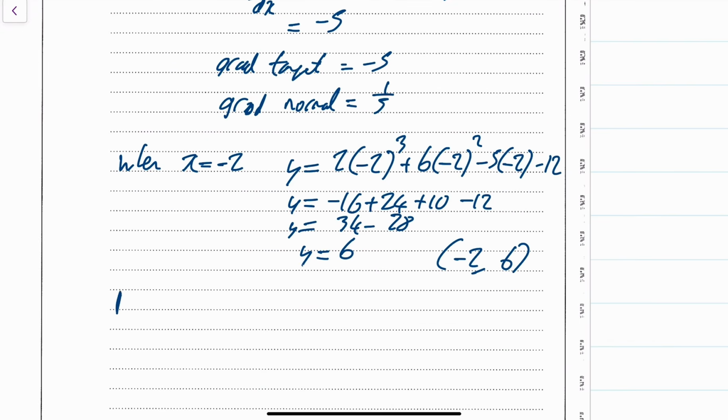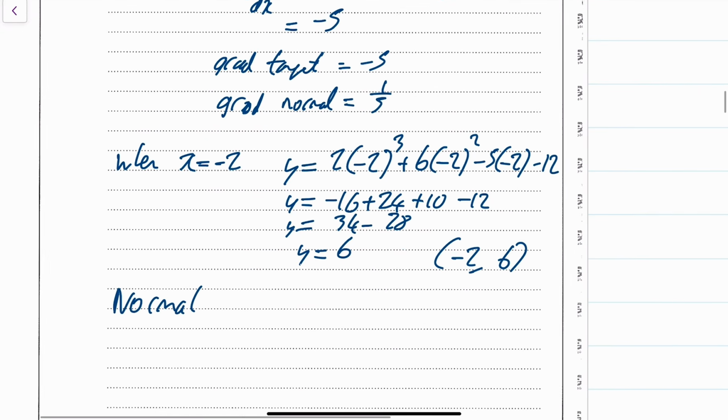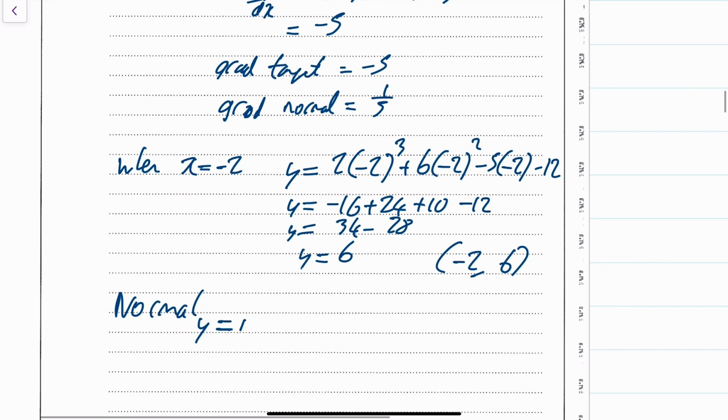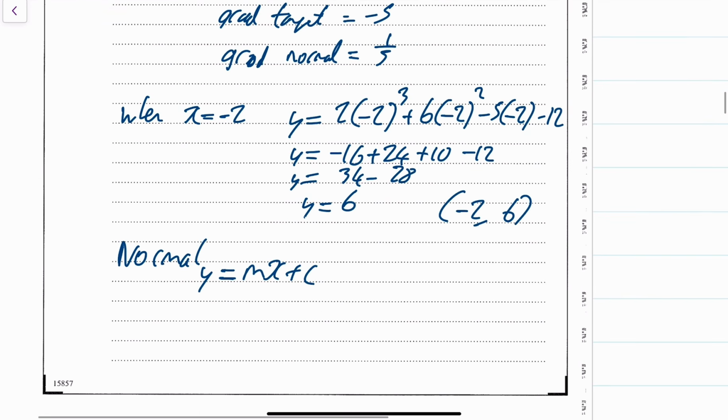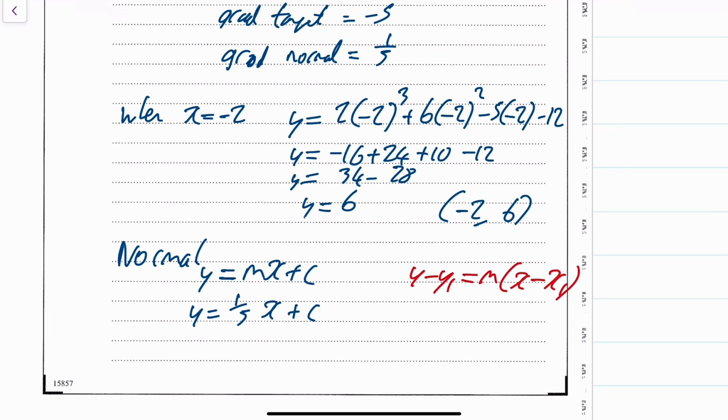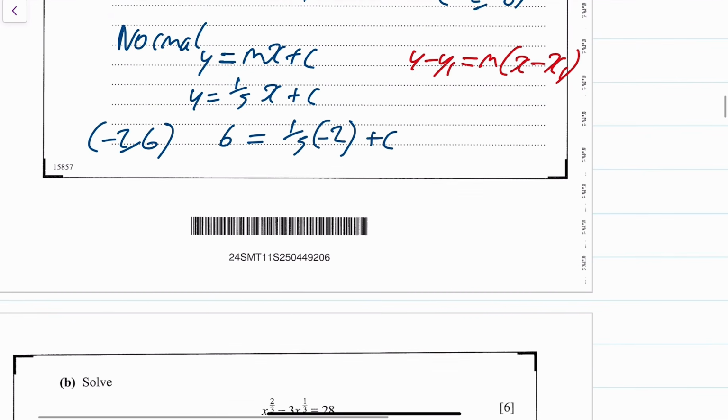Okay, now your normal. The normal is just an equation, a straight line. y equals mx plus c is the nicest way of doing it. Some people are taught y minus y1 equals m times x minus x1. Absolutely fine if you want to use that way, I just don't like it at this level. But your normal then is y equals 1 over 5 x plus c. Then put in (-2, 6), which means 6 equals 1 over 5 times minus 2 plus c.